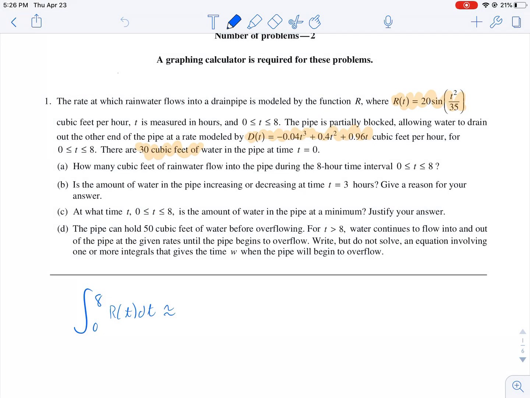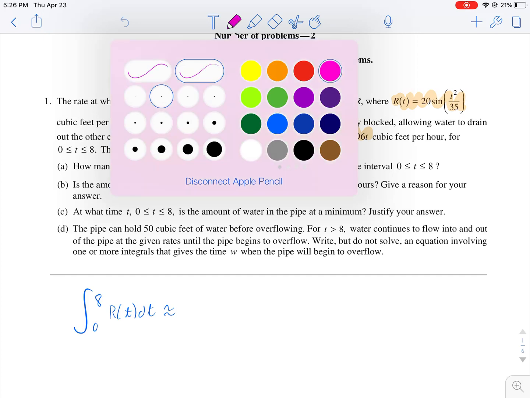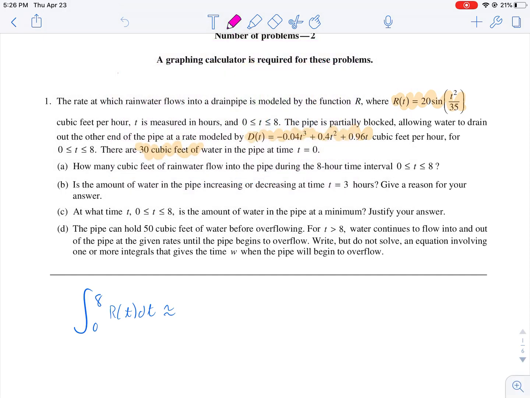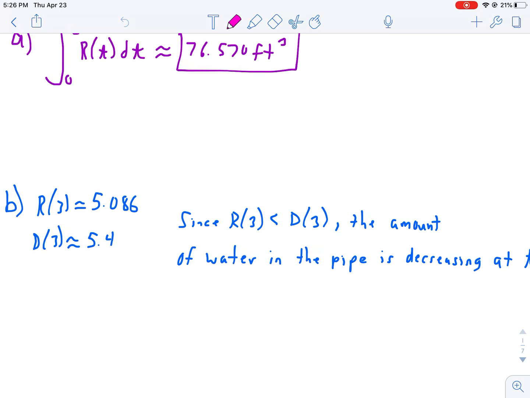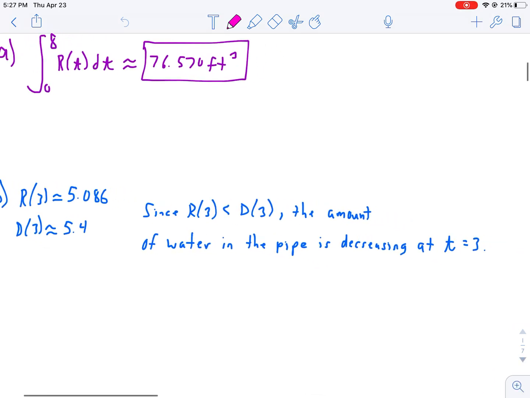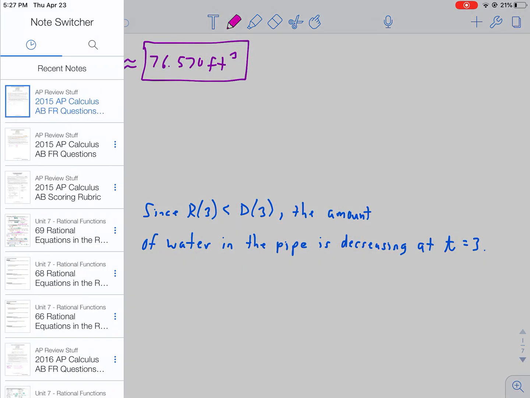Okay, on B, is the amount of water in the pipe increasing or decreasing at t equals 3 hours? Give a reason for your answer. So we need to compare R of 3 and D of 3, whichever one is greater. If R of 3 is greater than D of 3, then there's more water going in, and vice versa. And so here are those values, and we can see D of 3 is actually greater, and therefore the amount of water in the pipe is decreasing at t equals 3.